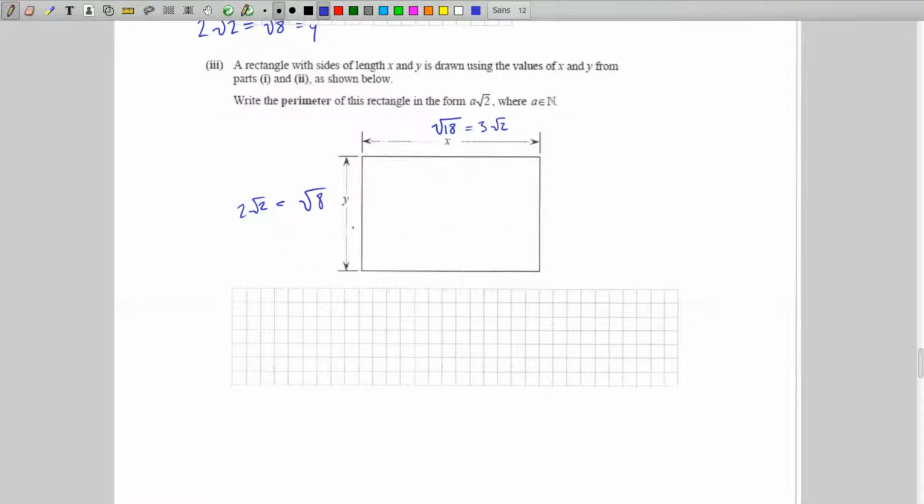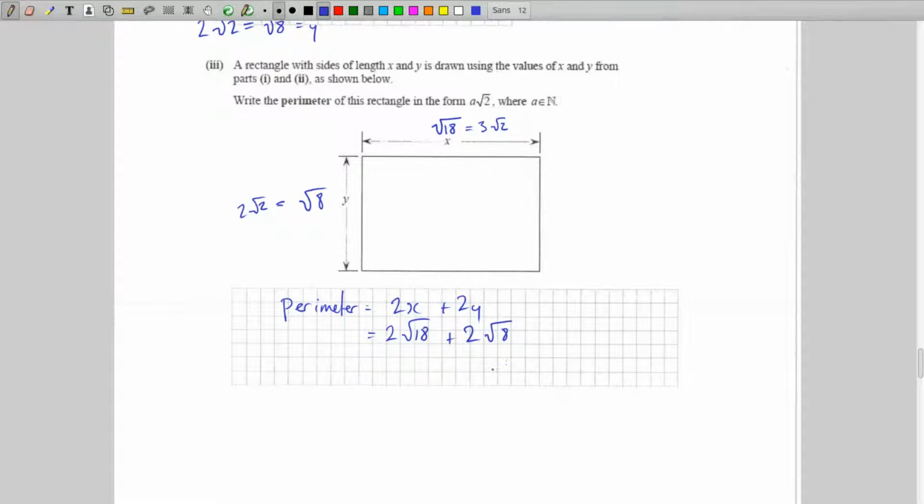It's 2 times the length plus 2 times the width. So perimeter, it's 2x plus 2y. So it's all the side lengths added together. Since it's a rectangle, we know that 2 of the sides have length x and 2 of the sides have length y. So we can say that that is 2 times root 18 plus 2 times root 8.